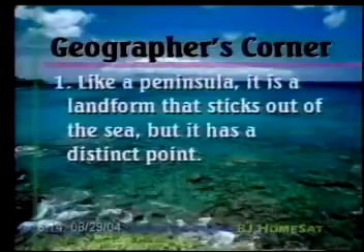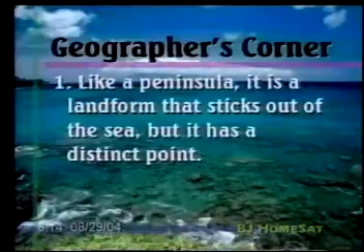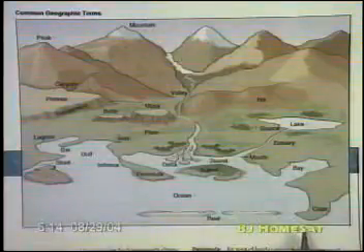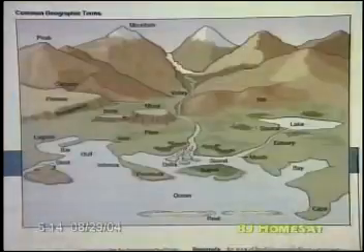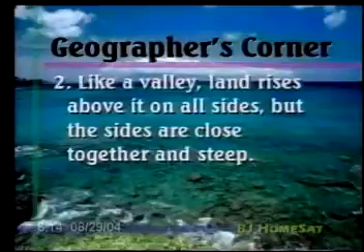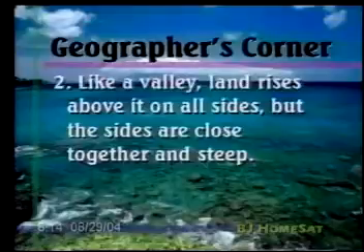Okay, they're actually in the form of clues. Like a peninsula, it is a landform that sticks out of the sea, but it has a distinct point. Okay, and if you're looking at the diagram, you can probably find the answer quicker on the diagram than you can looking through the terms. But you can see here the distinct point on this cape. So cape is the answer. Okay? And our second one, like a valley, land rises above it on all sides, but the sides are close together and steep.